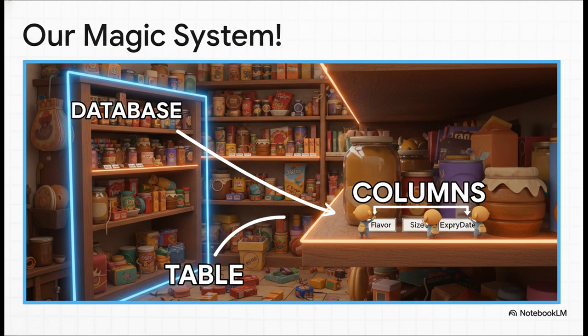Think of the entire pantry, the whole collection of stuff, as the database. Then, a single shelf, maybe one just for the yummy XL jars, that's what we call a table. And the labels you'd put on that shelf, flavor, size, expiry date, those are your columns.